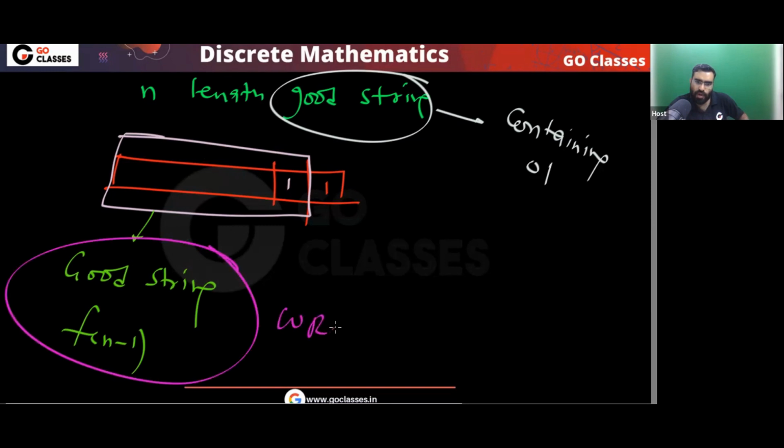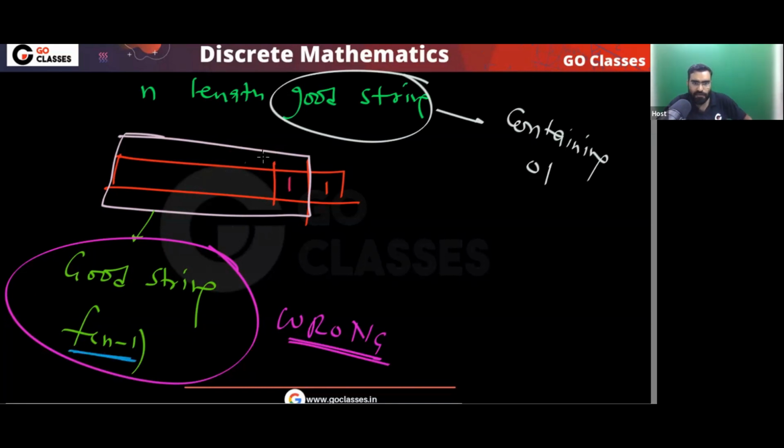Why is this wrong? This is also wrong. Why is this wrong? Because notice, already there are two 1s. Please focus. This is also wrong, because the reason is this. It is not necessary, right?